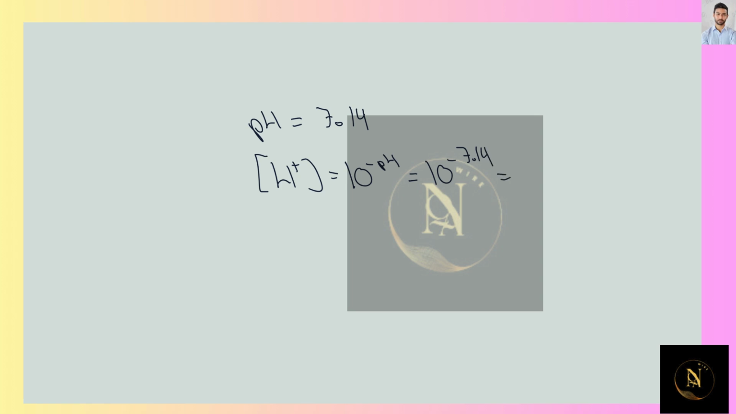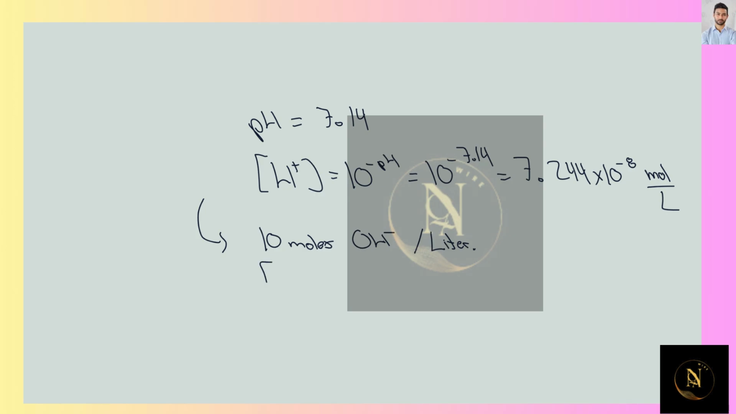That is going to be equal to 7.244 times 10 to the minus 8. And this is going to be in mole per liter, and of course, moles of H plus ions. Okay. At the same time, in this question, we know a different solution that contains 10 moles of OH minus per liter. This means that the concentration of OH minus is going to be equal to 10 mole per liter.